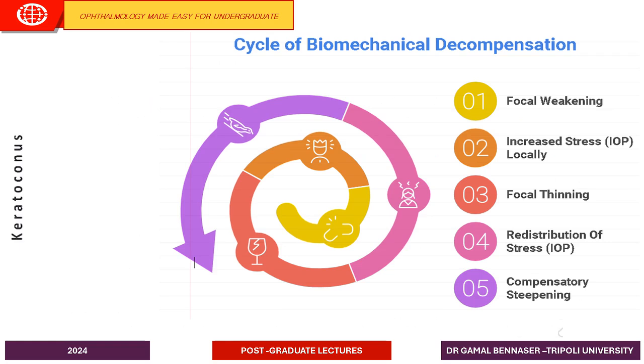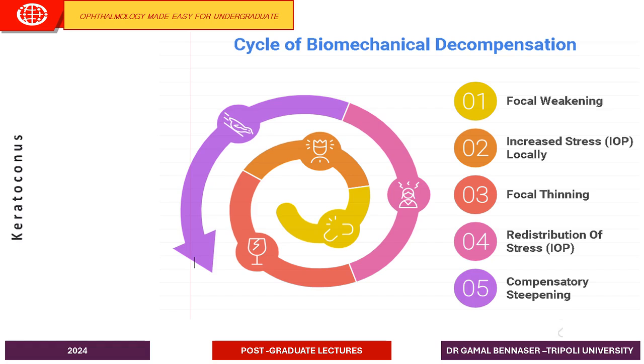Now I speak about the concept of the cycle of biomechanical decompensation. This concept is very important to understand because it explains the structural changes that happen in the cornea before the appearance of the ectasia or the keratoconus. And this also explains that the structural changes of the cornea precede the functional changes.